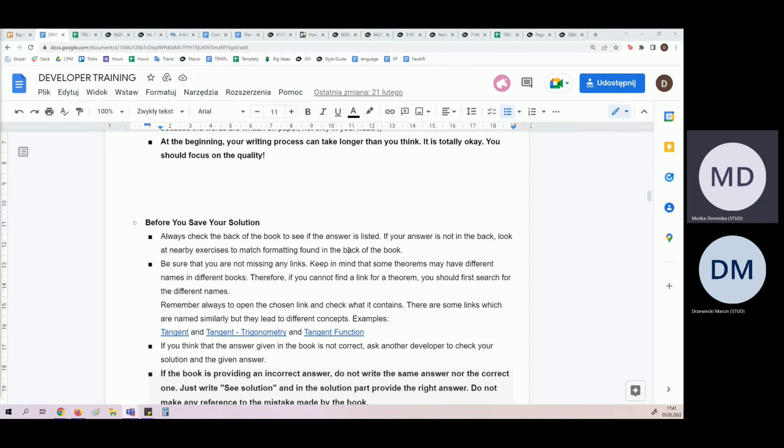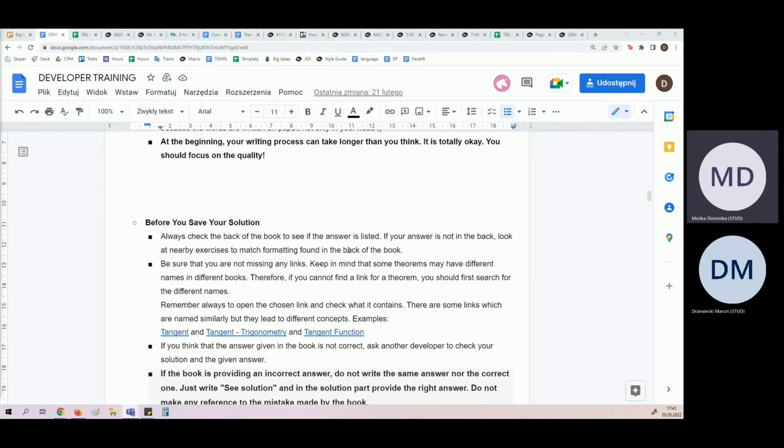It's really important. And sometimes if the answer is not in the book, it's really helpful to look at the similar exercises just to match the formatting found at the back of the book. And again, we cannot go too crazy about it, because one thing is the formatting of the answer at the end of the book, and the other thing is our style. And the most important thing is being true to our Mathplanet style.